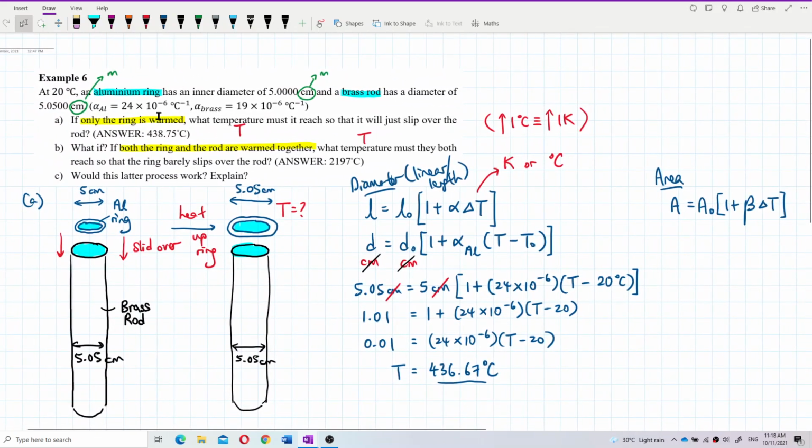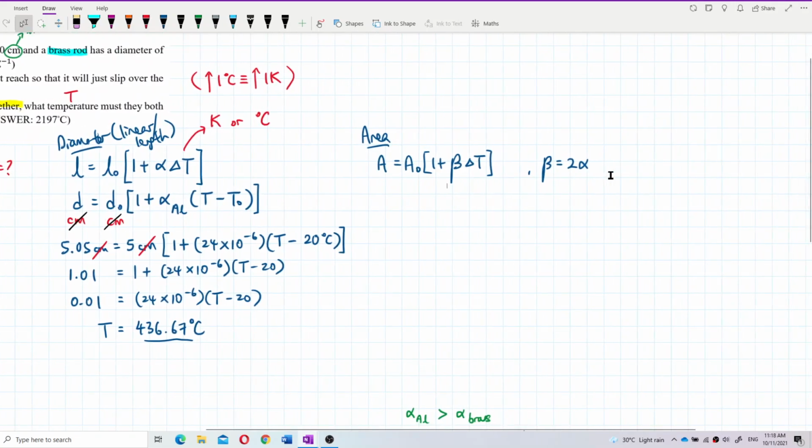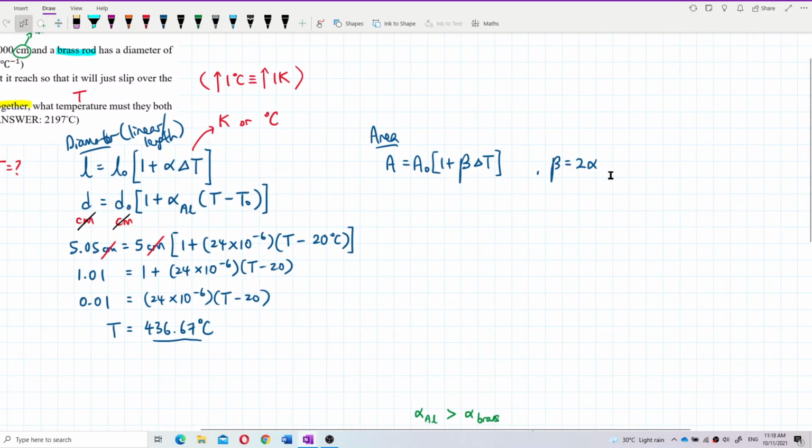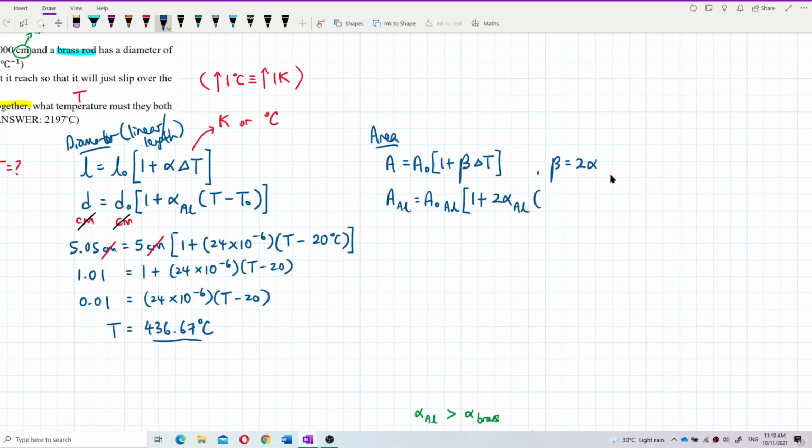Right now we are using aluminium. We are just investigating the aluminium. We only heat up the aluminium. This is the final area of aluminium, and this is the initial area of aluminium, 1 plus 2 alpha, alpha for aluminium, because beta changed to 2 alpha, and then final temperature minus initial temperature. Let's find out, if we use the area and find the temperature, do we get the same answer?